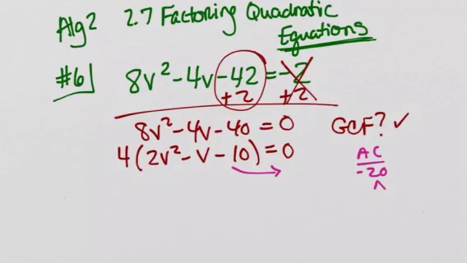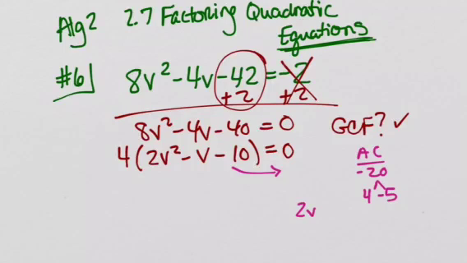Factors of negative 20 that add up to be negative 1. Well, I'm thinking the numbers have to be close, so like 1 and 20 won't work, 2 and 10 won't work, 3 doesn't work because it's a decimal. How about 4 and 5 of some sort? Which one's going to be negative? I'm thinking it's the 5. Okay, so those are my magic numbers.